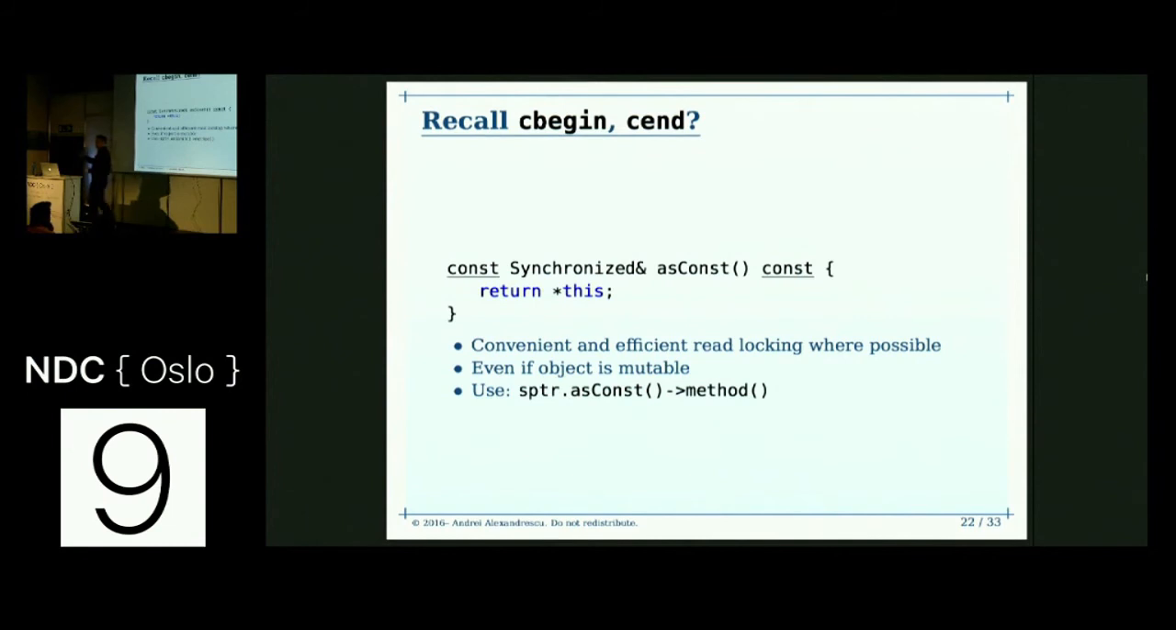So for the same reason, sometimes I want to be nice to an object I could mutate, and I say, actually, I want as const. I want to look at this object as if it were a const object. So then you can say sptr.asConst arrow method, and that's going to acquire which kind of lock? Which lock, the reader's lock or the writer lock? The reader's lock, right? The multiple readers, because it's a const object, is going to invoke the method. So that's a nice convenience function.